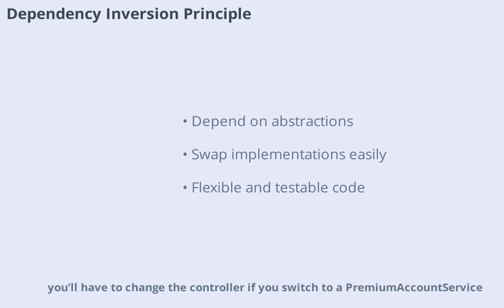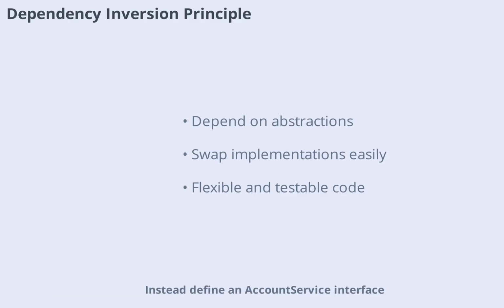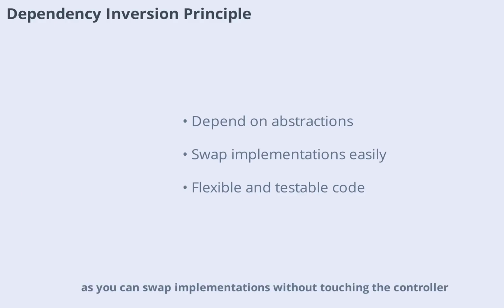Instead, define an account service interface and let both regular and premium services implement it. The controller then depends only on the interface, and Spring injects the right implementation. This makes your code flexible and easy to test, as you can swap implementations without touching the controller. DIP is key for scalable, maintainable systems.